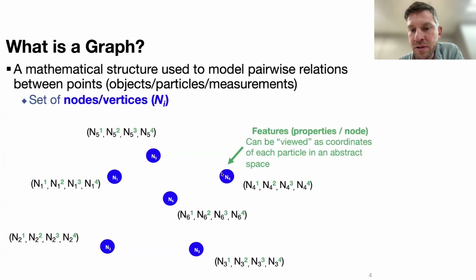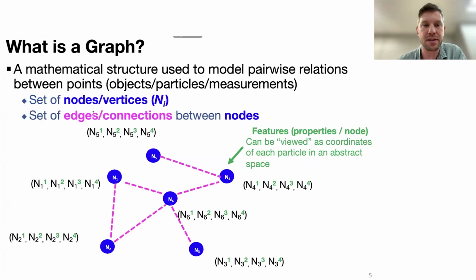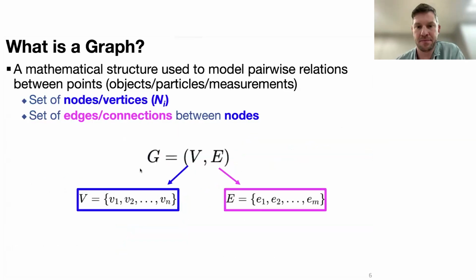And each node can have a set of properties, or features in the more data science language. This can be viewed as coordinates of the nodes, can be X, Y, Z, so spatial coordinates. You can also add information about the energy of the particle, etc. And then it consists of edges, or connections, that are the pink lines here. They are connected. We can summarize this in a more elegant form: here we have a set of vertices and a set of edges.